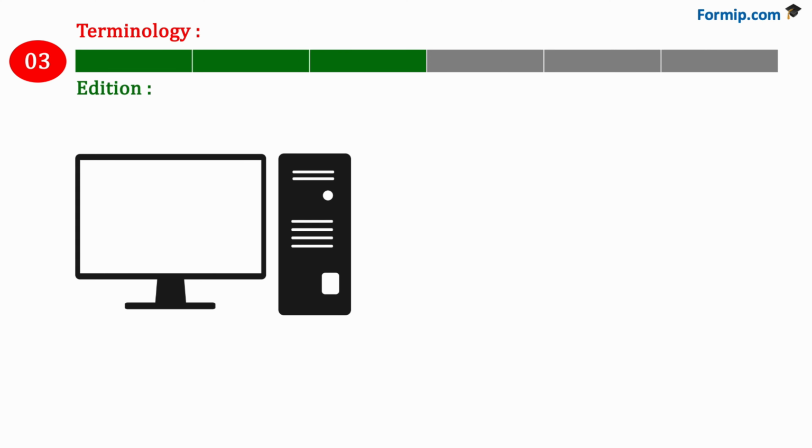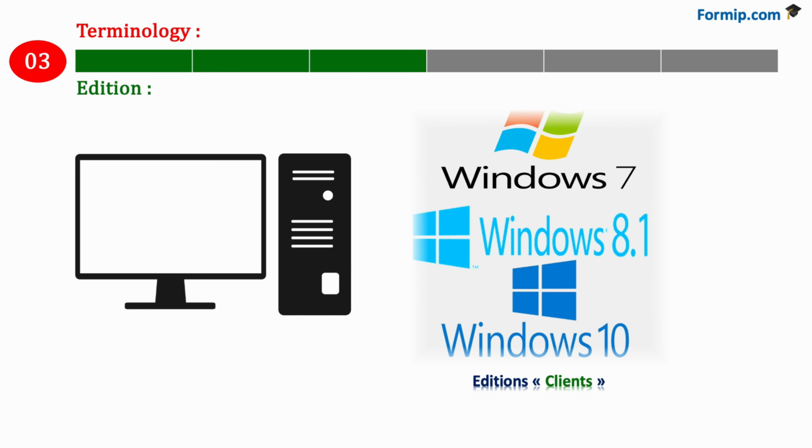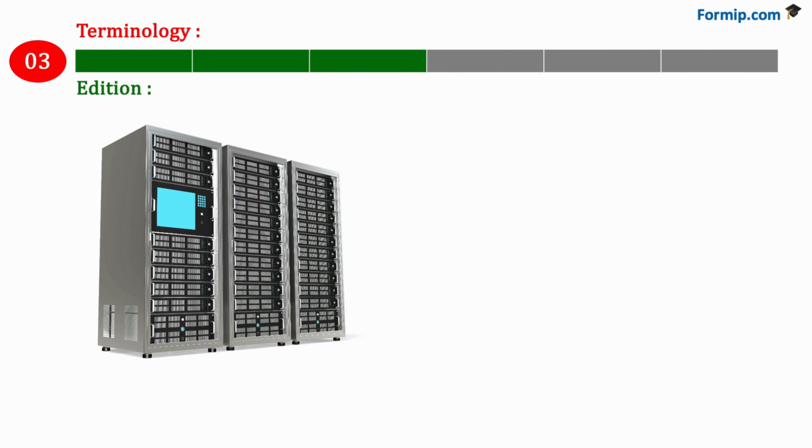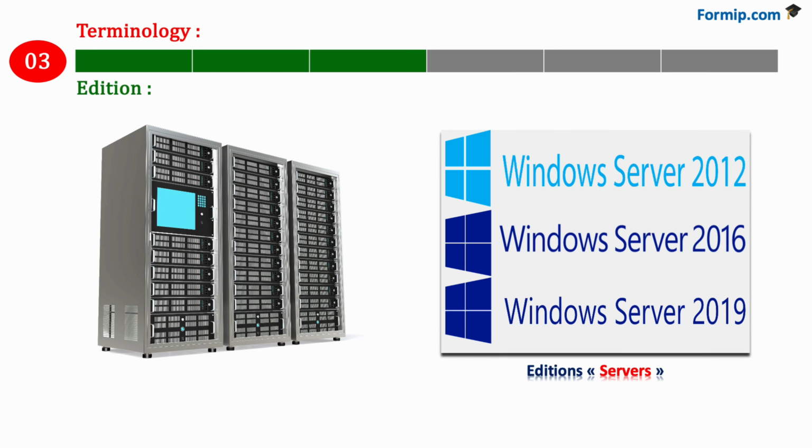There are several client editions such as Windows 7, Windows 8, Windows 10, and lately the famous Windows 11. We also have server-only editions such as Windows Server 2008, 2012, 2016, and Windows Server 2019.